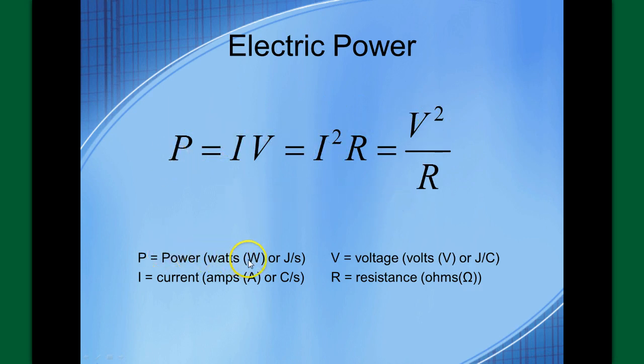P is power, which is measured in watts. I we've had, that's current in amps. V we've had, that's voltage. R we've had, that's resistance, which is in ohms. So the only new one here is power, and really that's not even new because we've talked about it. Again, this is number 30 in your chart. You can use any two of these parts, and there will come times when, depending on what you're given and what you're asked for, you will use any combination of those.